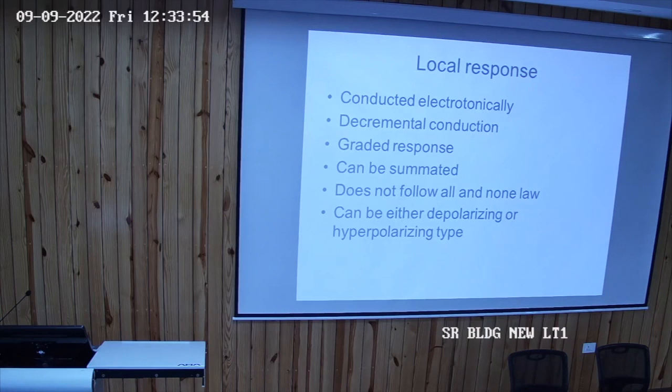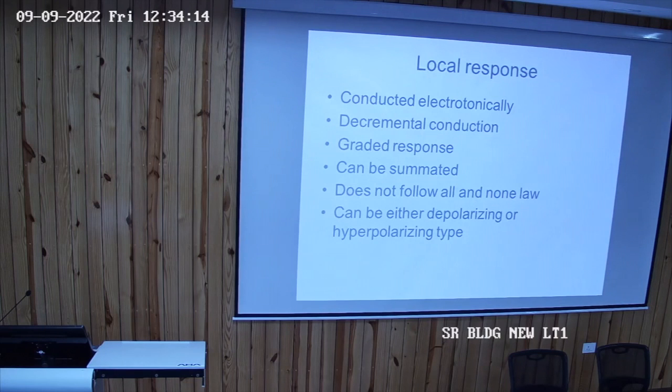So at synapses in the CNS, only local responses are generated. No action potentials are there. Because they are local responses, they are conducted electrotonically. Point to point conduction होता है, so conduction is always slower. पहली बात. Then it is a decremental conduction.